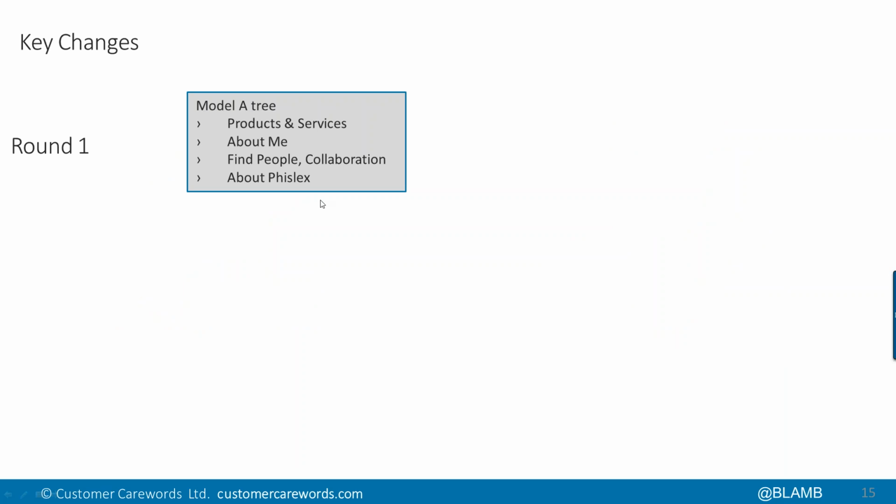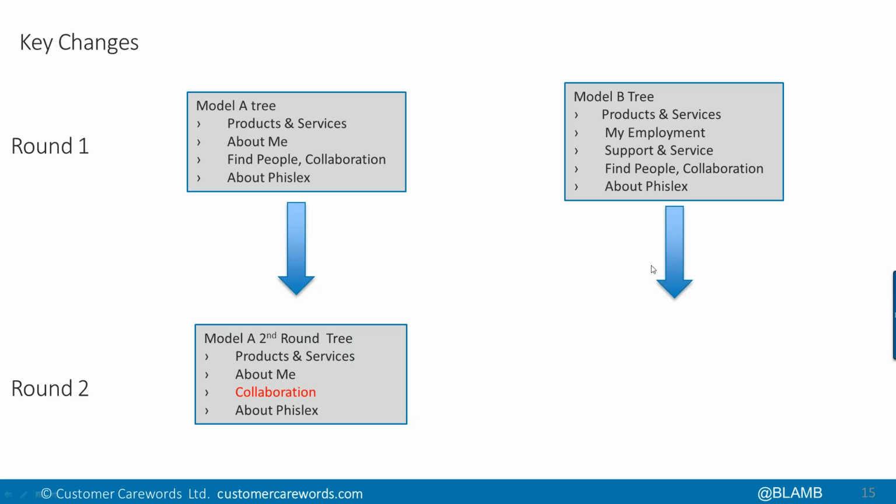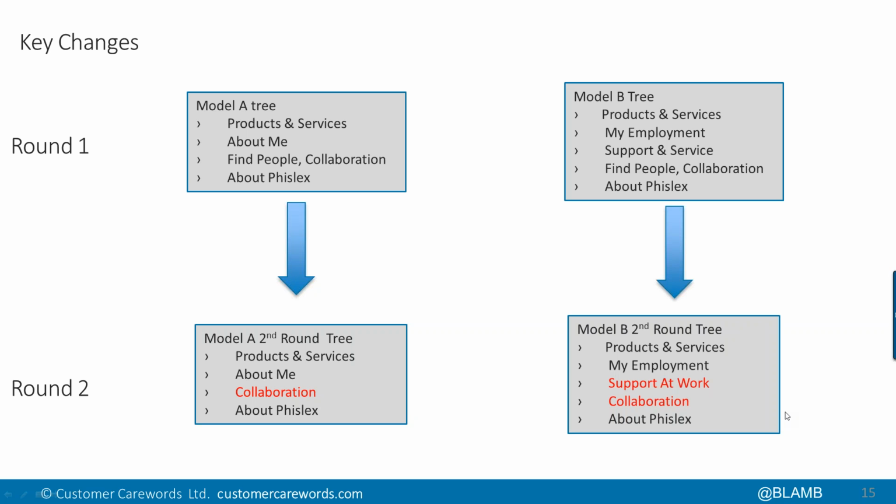We made some changes in round 1 and round 2. Here you can see the change made in the model A, where we changed find people collaboration to just collaboration. There's probably another presentation about that change. Very interesting patterns of voting around that, which we're very curious about. But for this testing, we want to focus on another change that we made in model B, where we made the same change with find people collaboration, but we changed support and service to support at work. Basically one word change.